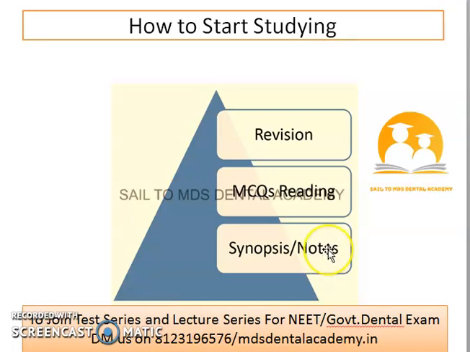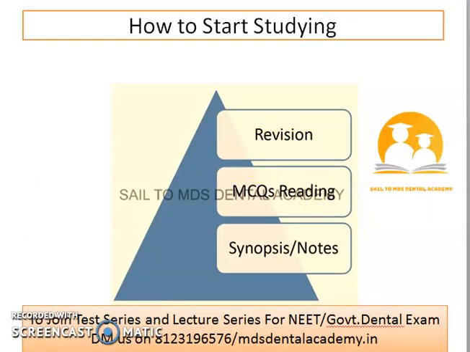So we have synopsis and notes. The first thing you have to read is that, then you have to read the MCQs, and at the end you have to do the revision. The revision is a must. If you fail in doing the revision, then whatever you have studied will not be available to you in the examination. So revision is a must. How much you study, try to revise that. So you can follow this pyramid: synopsis, my academy notes, followed by MCQ reading, and then revision.